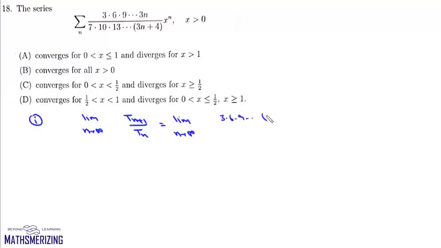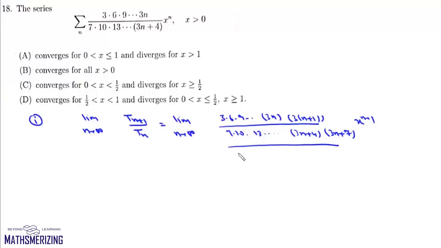7·10·13 up to (3n plus 4) into (3n plus 7), x to the power n plus 1, upon Tn, which is 3·6·9 up to 3n upon 7·10 up to (3n plus 4) into x to the power n. Now all these terms will cancel.